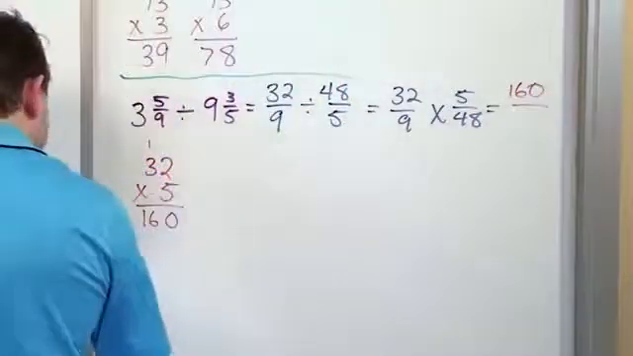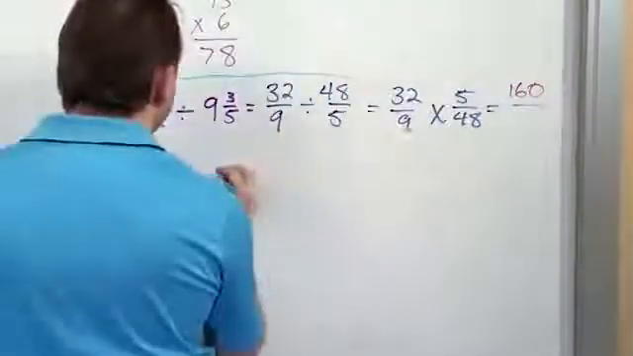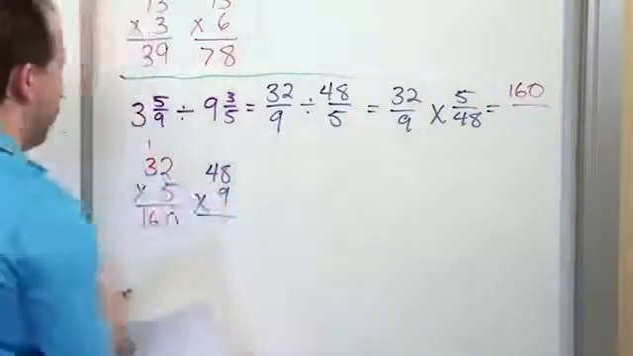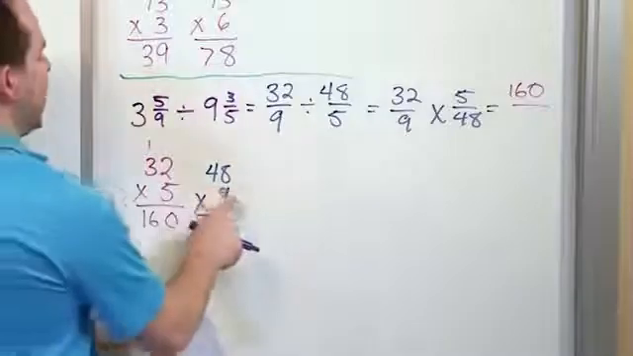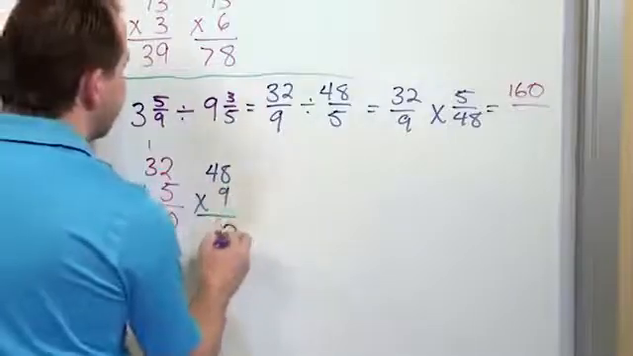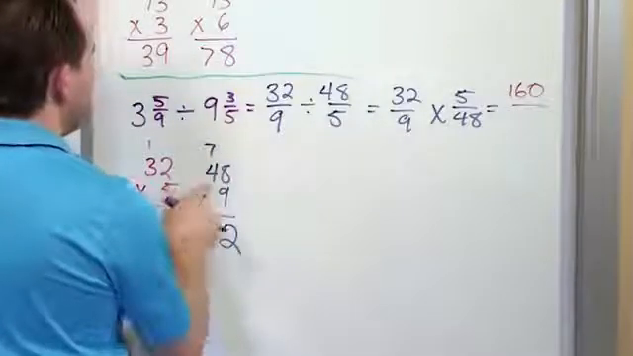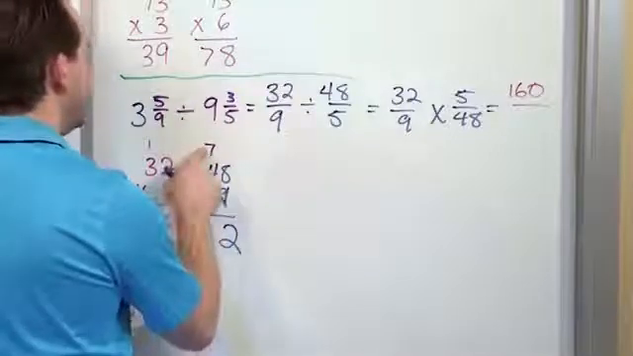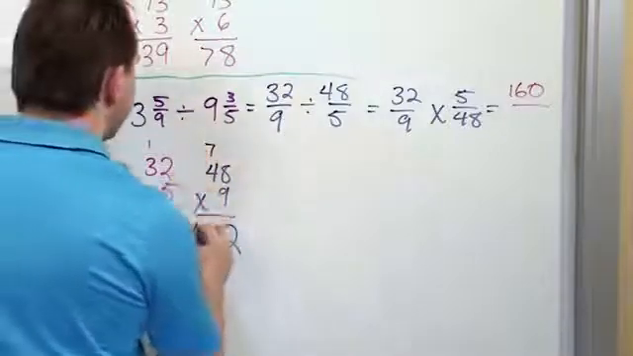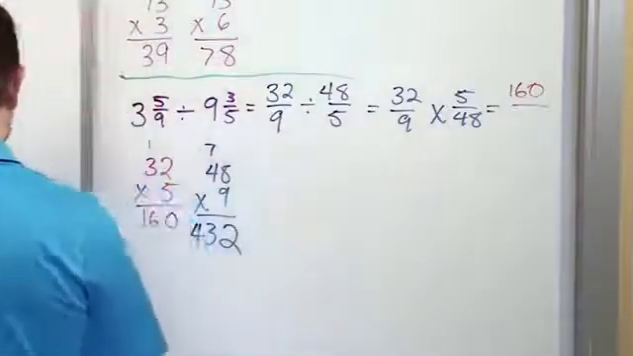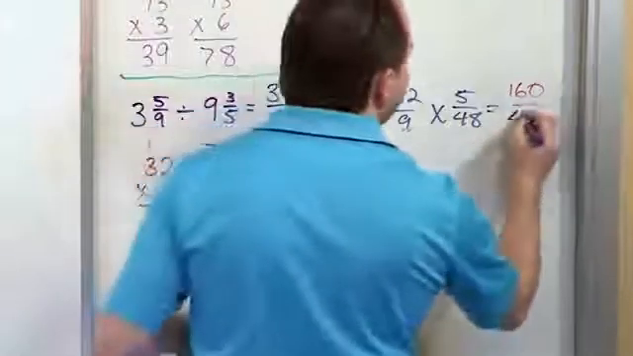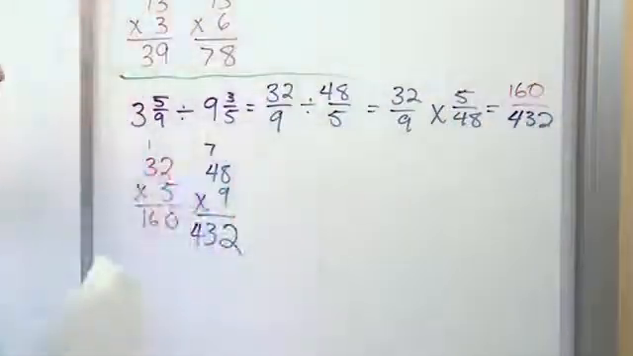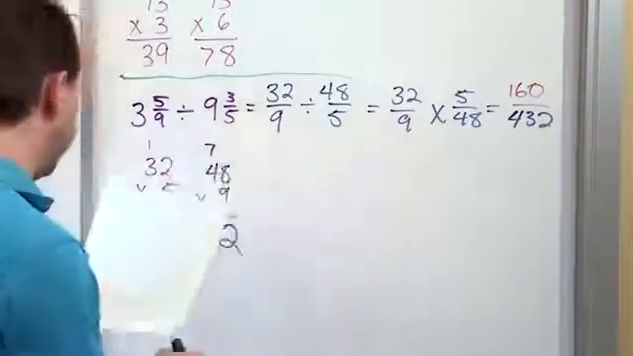Now on the bottom, 9 times 48. Again, I don't know what 9 times 48 is. I don't expect you to know what 9 times 48 is. But we need to multiply it. 9 times 8, 72. So we put the 2, carry the 7. 9 times 4 is 36. And 36 plus the 7 is going to give us 43. So you should get 432. Again, you're getting large numbers here. You have to double check your work. So the answer is 160 over 432.